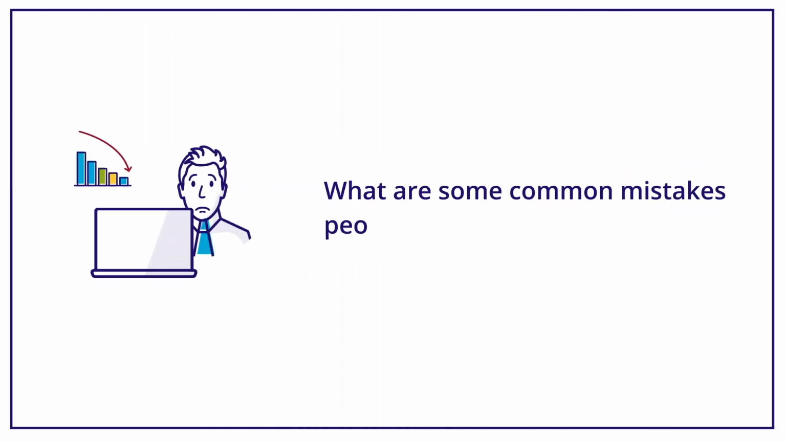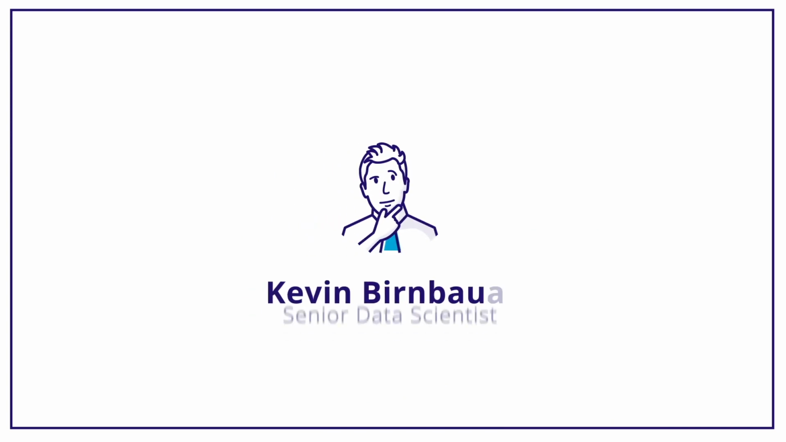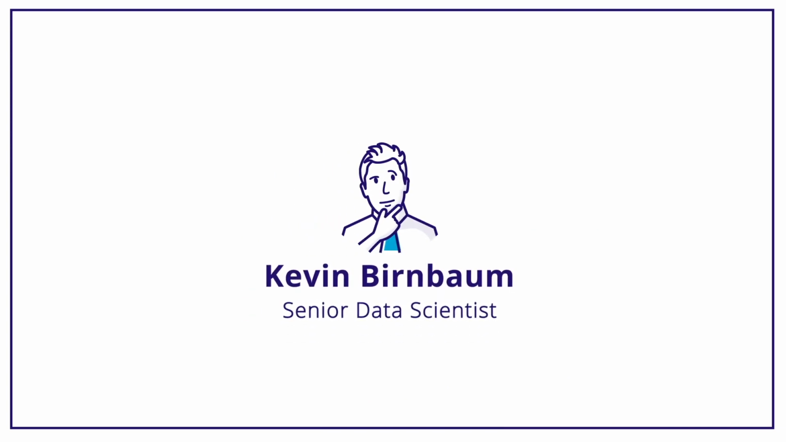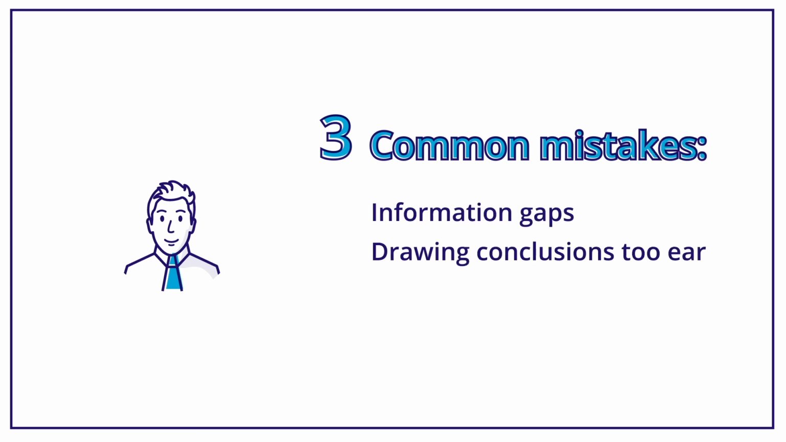What are some common mistakes people make when making data-driven decisions? As a data scientist, I've made my fair share of mistakes. There are 3 common categories of mistakes that are easy to make: information gaps, drawing conclusions too early, and biased decision-making. Let's look at each of these in turn.